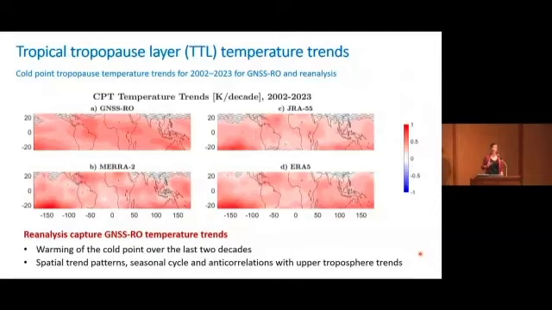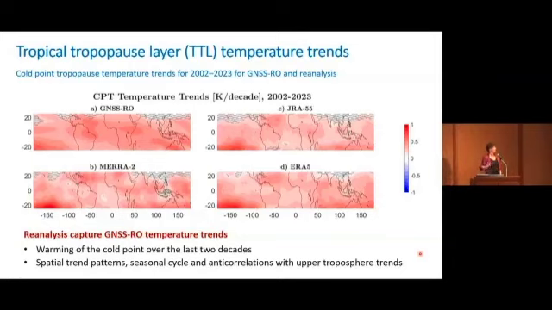I'm going to talk about the cold point a lot, so that's where you find your coldest temperature, and we're interested in that because it sets the entry value for stratospheric water vapor. So that's quite important. And you see trends of the cold point over the last 20 years as a function of longitude and latitude, and then the observations from GPS in the upper left panel. And then we have the 3 reanalysis data sets there. And you see there's overall warming over the last 20 years. The lower stratosphere has actually warmed over the last 20 years.